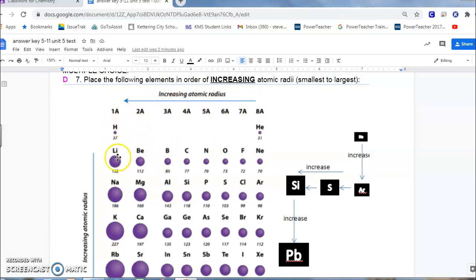Why? On a given row, we see that in the general trend is that they get smaller, because on a given row, we're adding protons to the nucleus. We're not adding levels on. You can only add a level when you move down a level. So what we are adding is the number of protons to the nucleus, which will pull them in more closely.